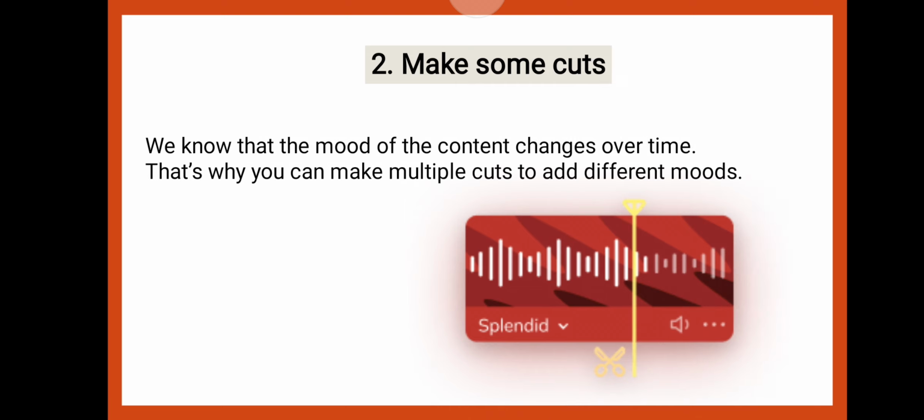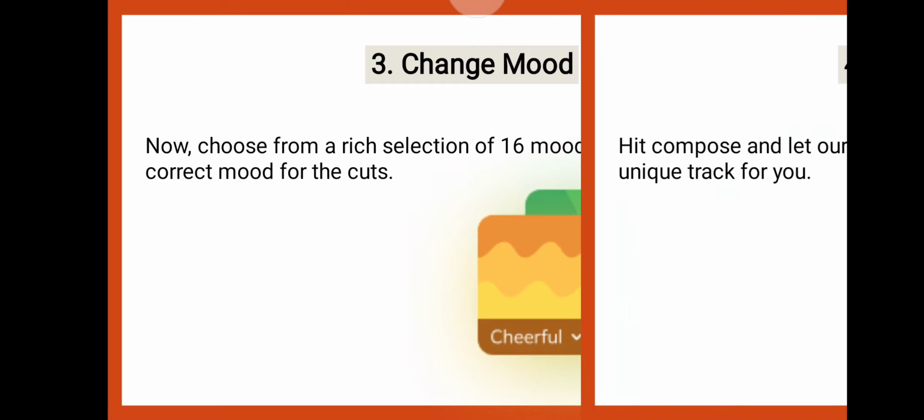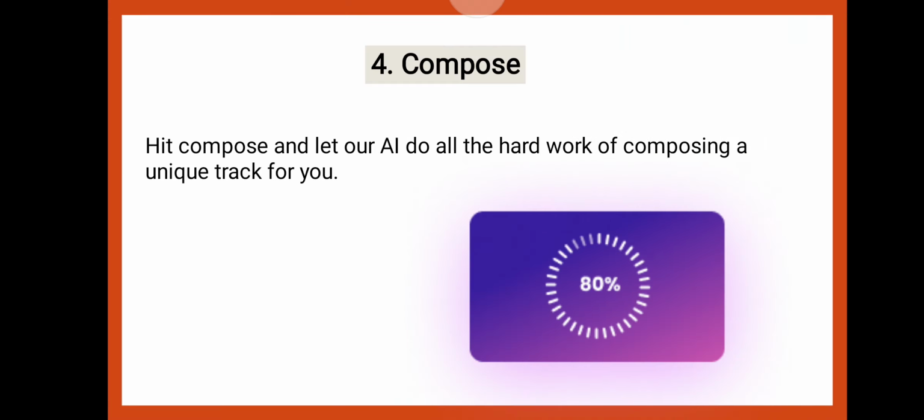Second, you can make some cuts. You can edit if the mood of the content changes over time. That's why you can make multiple cuts and add different moods. You can choose from a rich selection of 16 moods to choose the correct mood for the cuts. And finally, you can hit compose and let your AI do all the hard work of composing a unique track for you. Come on, let's explore how it is done.